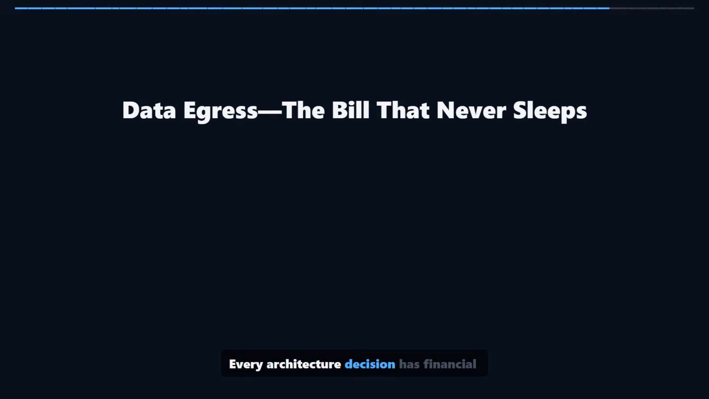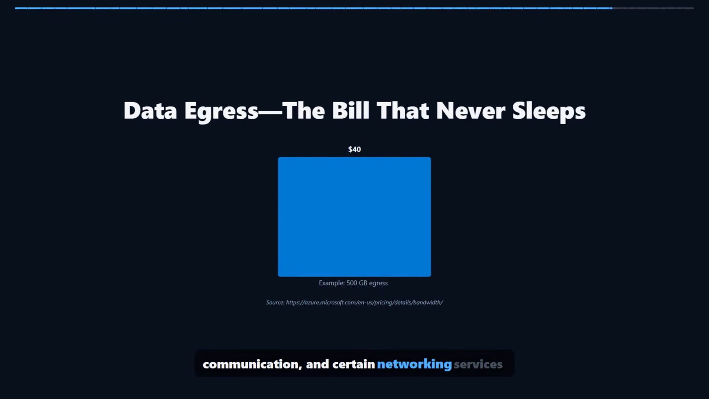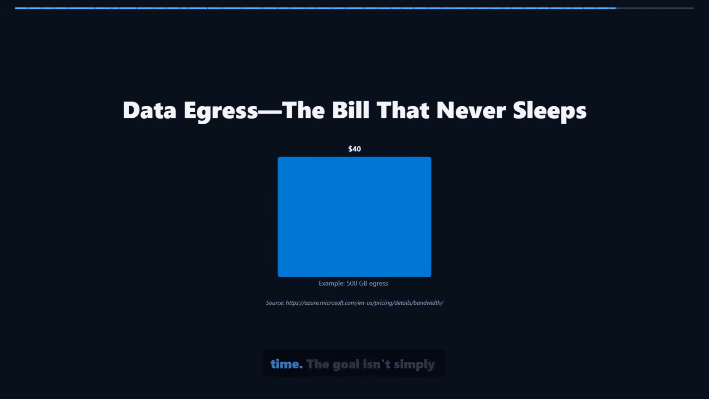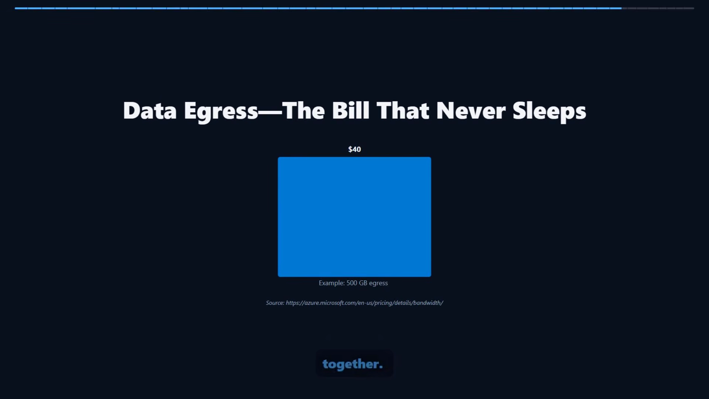Every architecture decision has financial implications. Outbound internet traffic, cross-region communication, and certain networking services may generate additional charges. Azure Cost Management helps identify which resources generate networking costs over time. The goal isn't simply to minimize spending, it's to understand where costs originate so you can make informed architectural decisions. Successful cloud architects balance performance, security, reliability, and cost together.